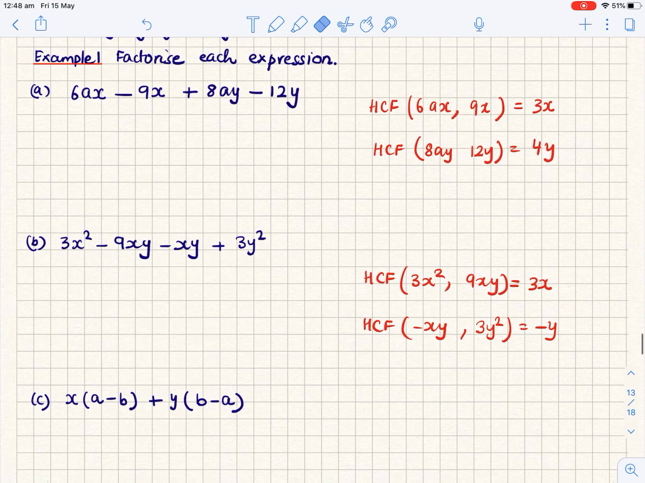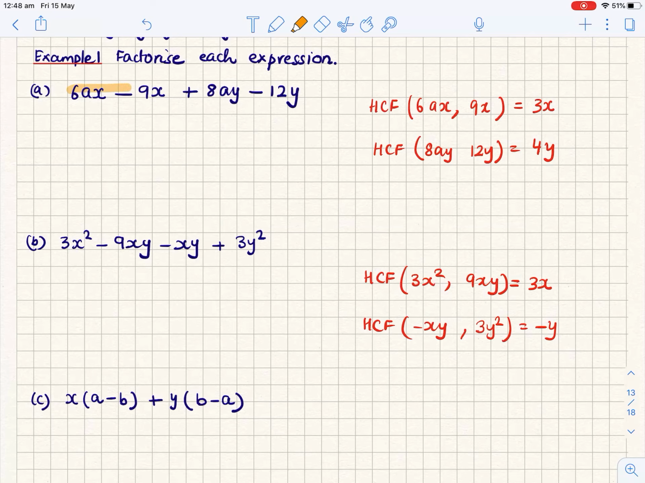Now, if you look at this example carefully, you can factorize the first two terms. Then you can also factorize the last two terms. So if you look at the HCF, highest common factor of 6ax and 9x is 3x. So I can write 3x outside the parenthesis. Divide 6ax by 3x. That gives you 2a. Then minus 9x divided by 3x is 3.